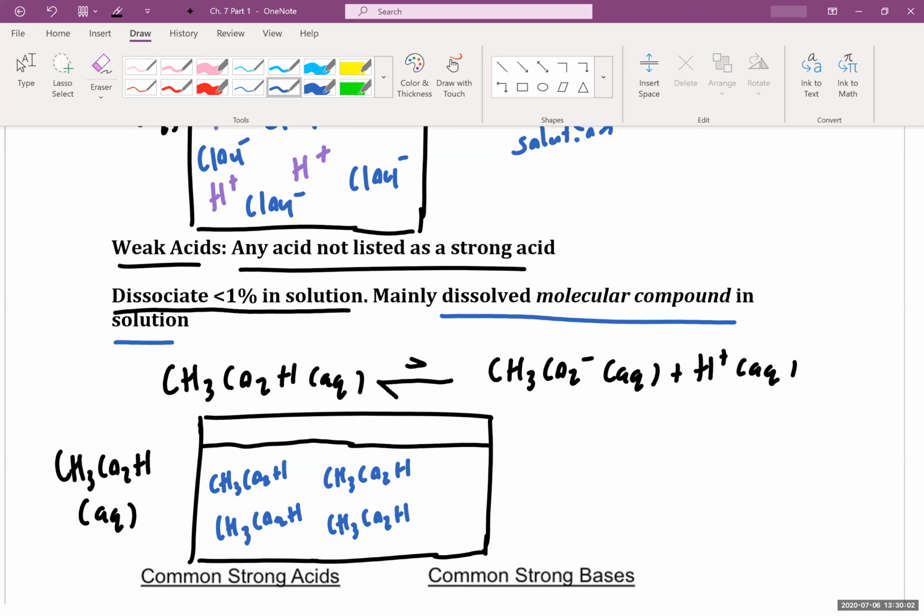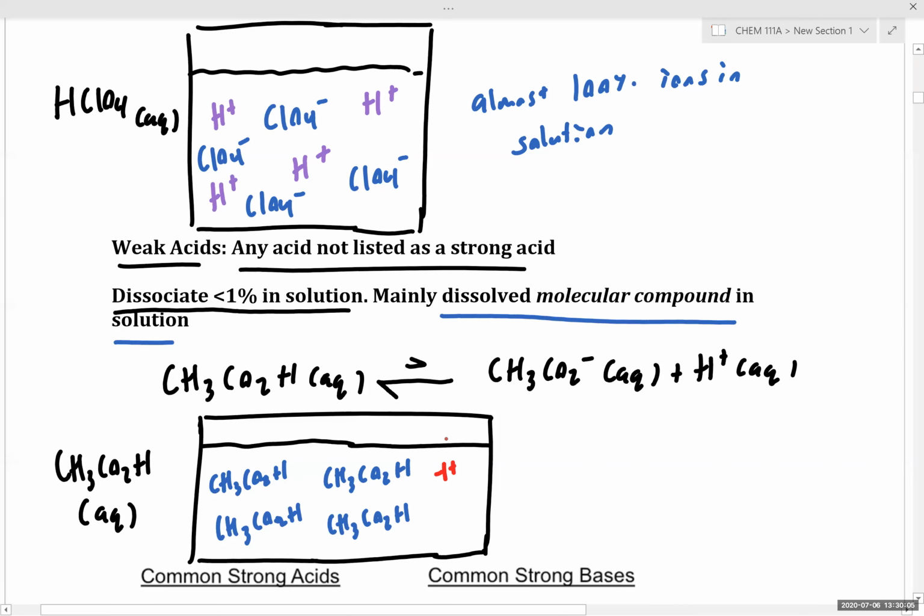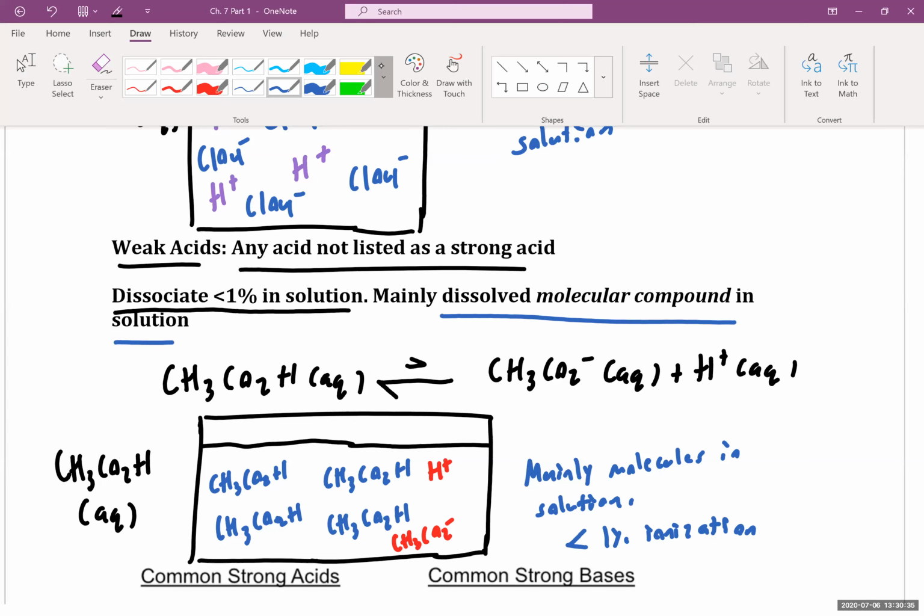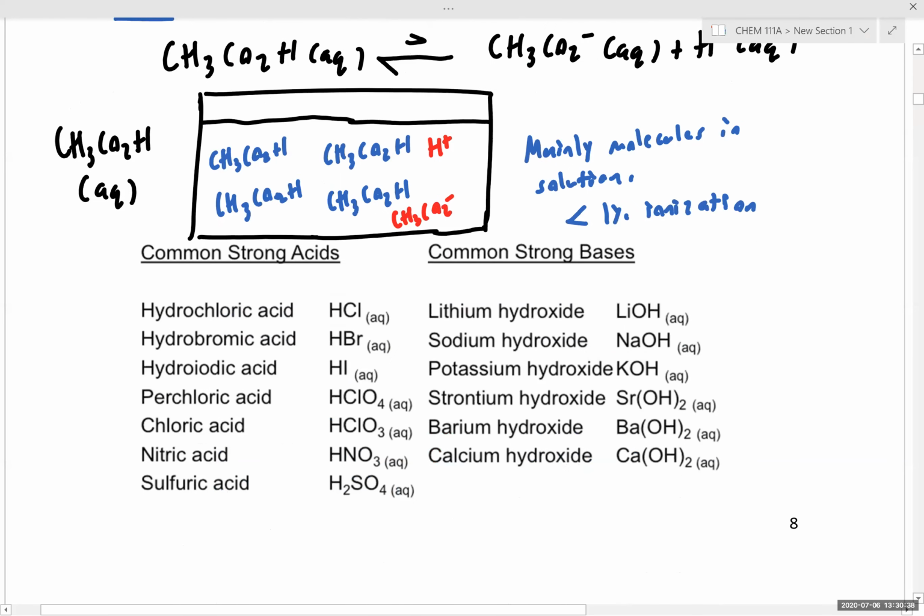And we have a small amount, less than 1% ionization. So let's draw our small number of ions in solution. And again, the one thing I want to emphasize is that there is mainly molecules in solution for your weak acids. There is less than 1% ionization. To help you be familiar with your strong acids, strong bases, weak acids, and weak bases, I have compiled a table of common strong acids and strong bases, if that's easier for you to remember.